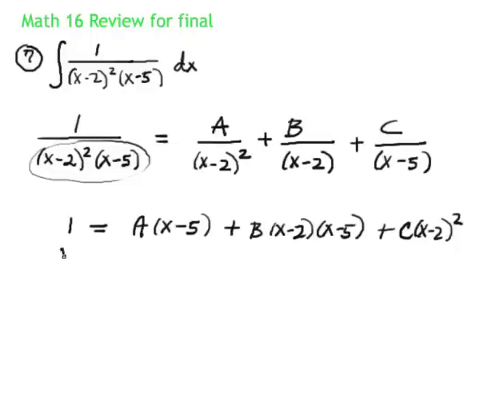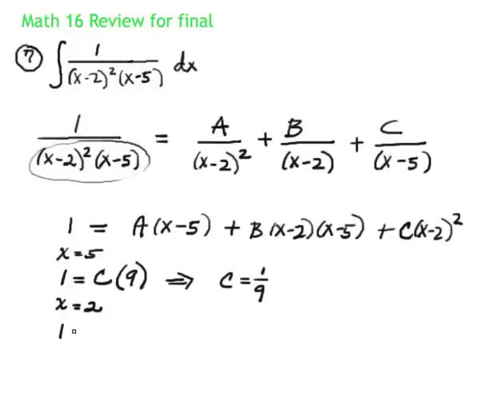So let's say if we substitute in x = 5, for example, then this will be 0 and this will be 0. And we get 1 is equal to C times (5 - 2) is 3, squared is 9, so that means that C = 1/9. All right, let's substitute in x = 2, so that this is 0 and this is 0, and we have 1 is equal to A times -3. So that means that A = -1/3.